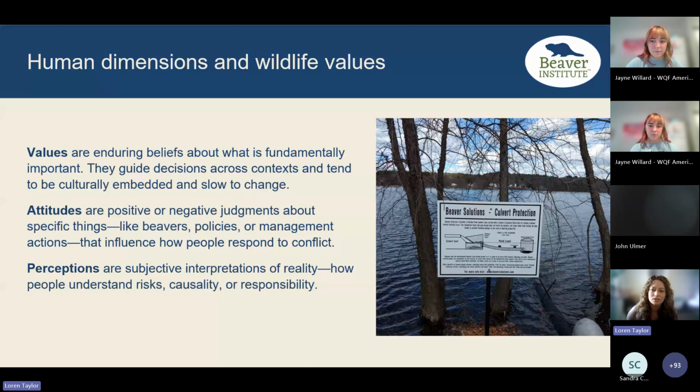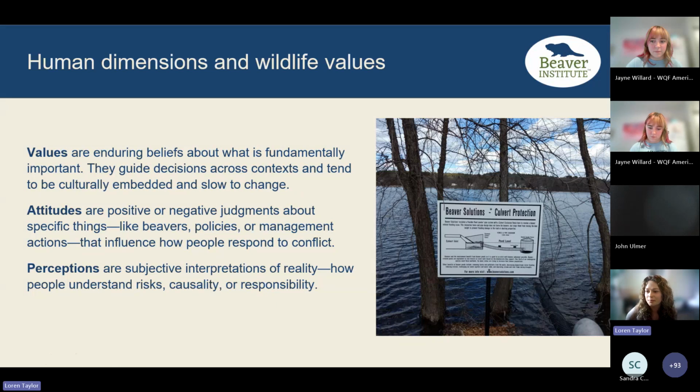So values are enduring beliefs about what is fundamentally important for an individual. They guide decisions across context and tend to be culturally embedded and very slow to change. Attitudes are positive or negative judgments about a specific thing. That could be beavers, policy, or management actions. And they influence how people respond to conflict. Whereas perceptions are subjective interpretations of reality and how people understand risk, causality, or responsibility.